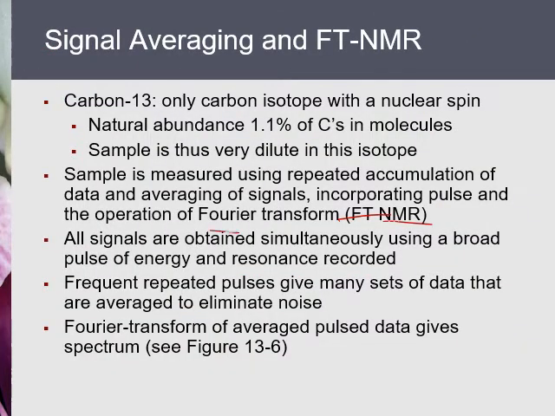FT-NMR means Fourier transform NMR. Because the natural abundance of carbon-13 is small and the signal is weak, the sample has to be measured using repeated accumulation of data and averaging of signals. Frequent repeated pulses give many sets of data that are averaged to eliminate noise.